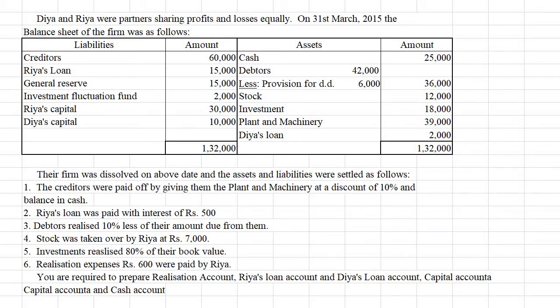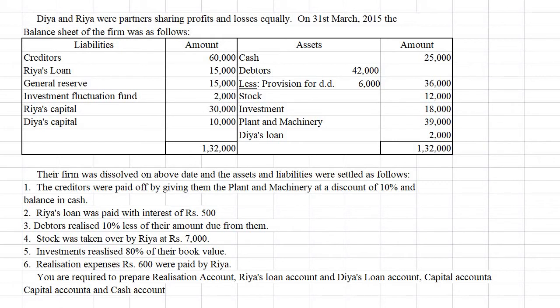Then stock was taken over by Ria. An asset is taken over by a partner. That also we will discuss here. That was in the last problem also. Then investment realized 80% of their book value. So that we will discuss. Along with that we have to explain the investment fluctuation fund also. Then realization expense 600 was paid by Ria. That also is there, amount paid by a partner. What we have to do here is prepare the realization account, Ria's loan account, then Dia's loan account, then capital accounts of partners and the cash account.